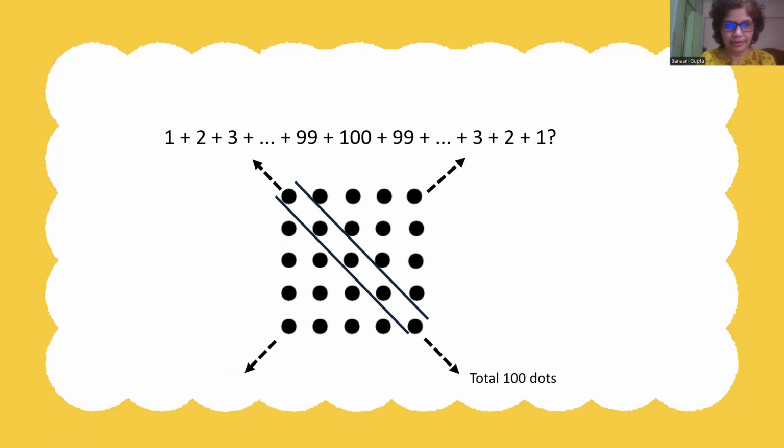Now we can solve this for any bigger sequence. Here the sequence goes up to 100 and then we count down till 1. So the middle, 100, is the biggest number. We can understand that the big picture will have a diagonal of 100 dots. So this is 100 squared.